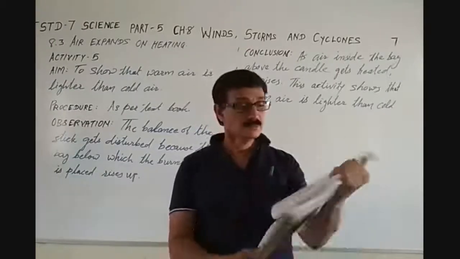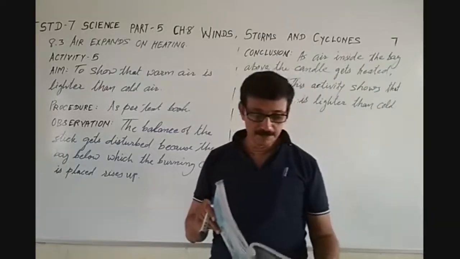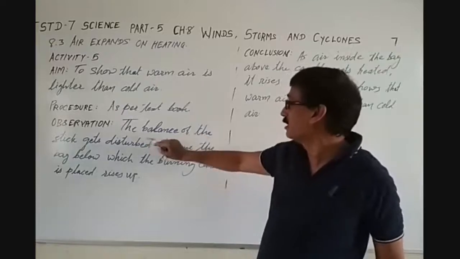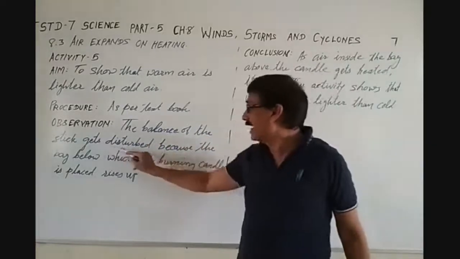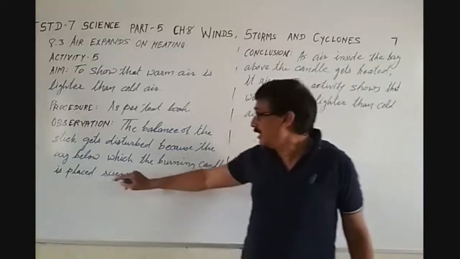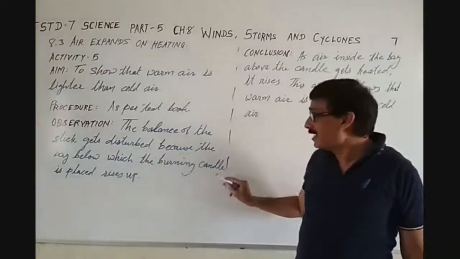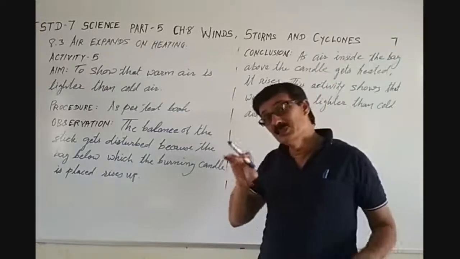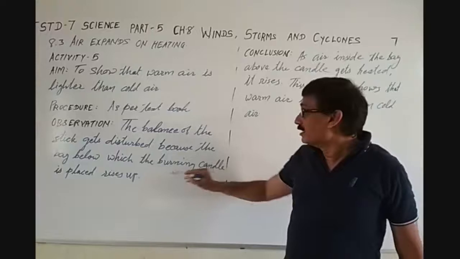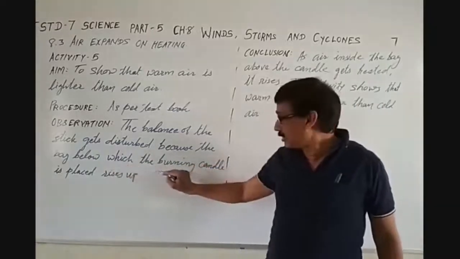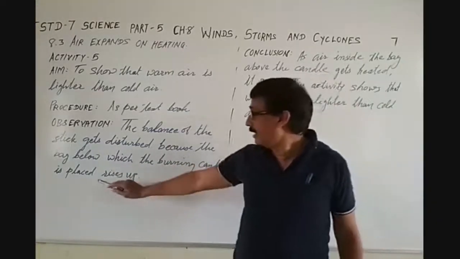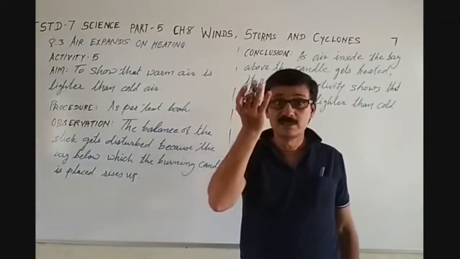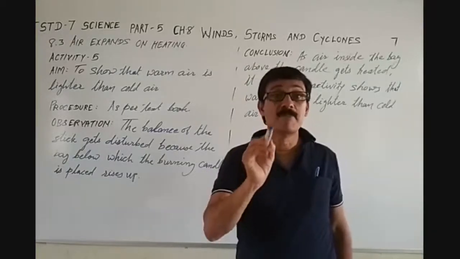Can you see that? Now let's see the observation. The balance of the stick gets disturbed because the bag below which the burning candle is placed rises up. अब उसका बैलेंस क्यों डिस्टर्ब हुआ? Because the bag below which the burning candle is placed rises up. कौन सी वाली bag rise हुई? Below which we put the burning candle.